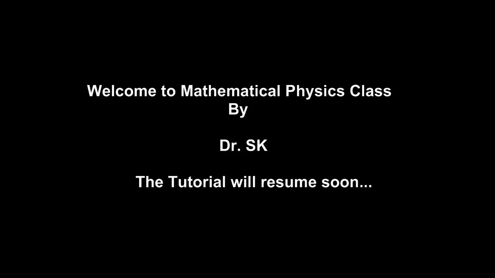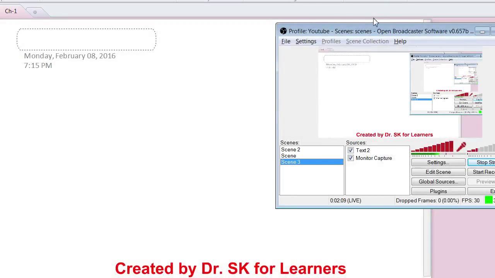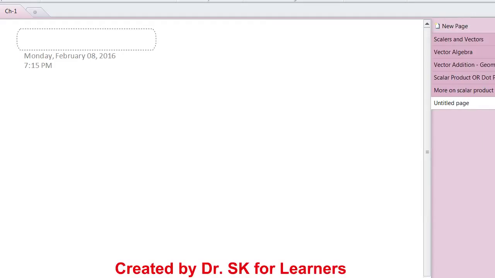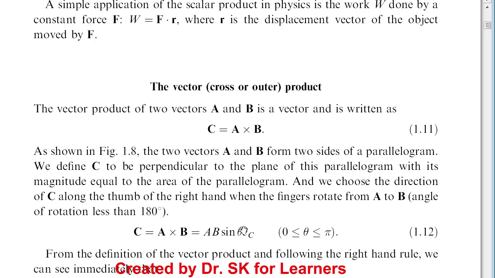So today in our class we'll discuss the vector product. As you can see here, I have the same book with me, the book by Tai Chow on mathematical physics, and we are on page number 22. Here we'll be discussing the vector or cross product, sometimes referred to as the outer product.